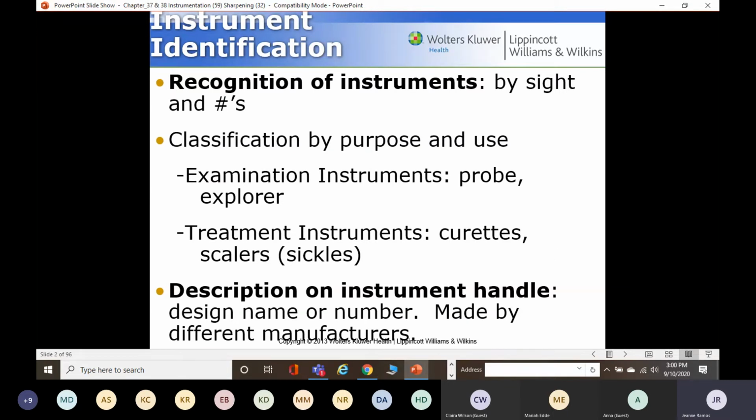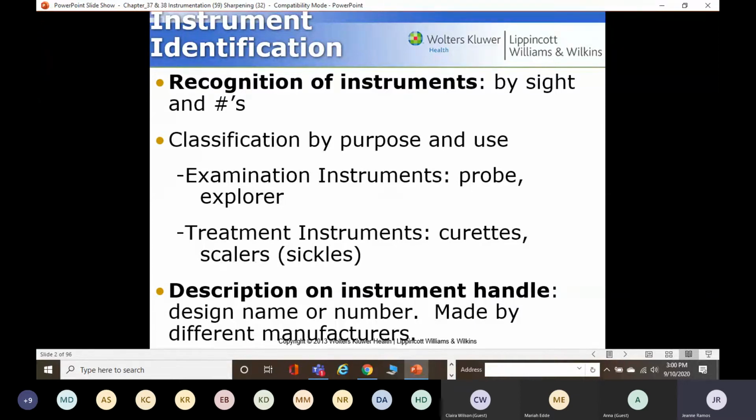You need to know instrument ID, recognition of instruments by sight and by numbers. I think some of them you probably know a little better now, but by sight. It would be a good idea to get the numbers that we use down. I don't have any questions about that on my quiz, but it would be a good idea throughout the program, so that when we say as instructors, hand me your 533, you know what that is. So just something to keep in mind.